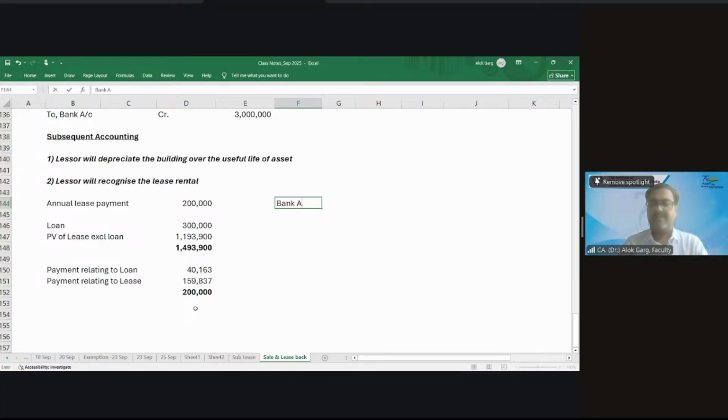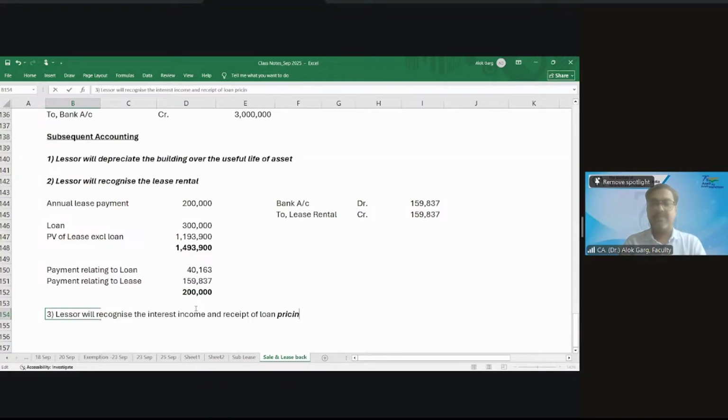Bank account debit to lease rental. It's an operating lease, so lease rental credit. इस एंट्री में कोई डाउट तो नहीं है ना किसी को? Is there any doubt in this entry? Third, what is the third aspect? Lessor will recognize the interest income and receipt of loan EMI, loan principal.